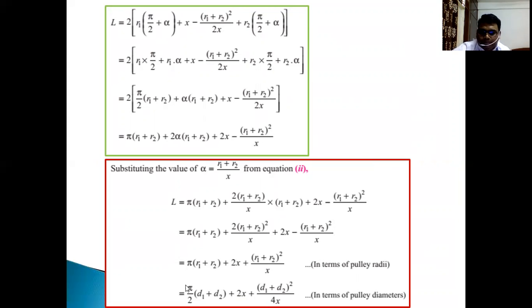So here the whole term is positive, and the last one was in the minus. If this is in terms of the radii of the pulleys and we want to write it in terms of diameter, we can write it like this, just by multiplying in the numerator and denominator.